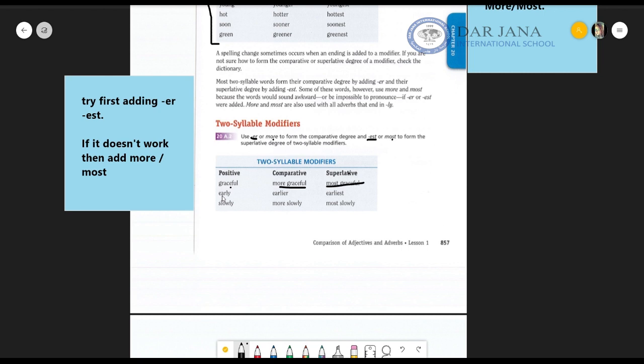Early, a two-syllable modifier. First I'm going to try to add an ER: earlier. Yes, it works. It is a word. So earliest works and is a word as well. Slowly, a two-syllable modifier. I'm going to try to add ER or EST: slowlier or slowliest. This is not a word in English, so I'm going to go to the second option, add more slowly or most slowly. So two-syllable modifiers can give you a little bit of a hard time, but keep in mind, add ER or EST first. If that doesn't work, then you move on to the second option.